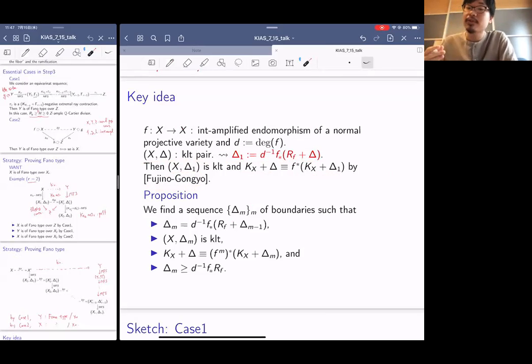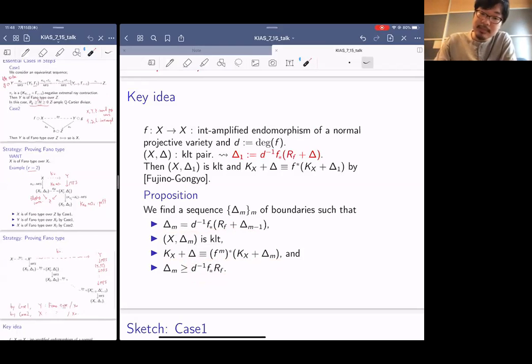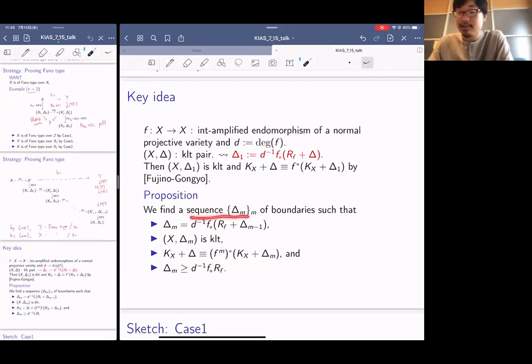They proved the canonical bundle formula for finite morphisms, not necessarily endomorphisms. But applying their construction to endomorphisms, we obtain the following sequence of boundaries, such that the first one is the definition of delta m: delta m is equal to the inverse F push forward of (R_F + delta m minus 1). And then (X, delta m) is klt, and K_X + delta is numerically equivalent to F^m pullback of (K_X + delta m). And by the construction, delta m contains this effective divisor, which is independent of m. Using this sequence is the key idea.